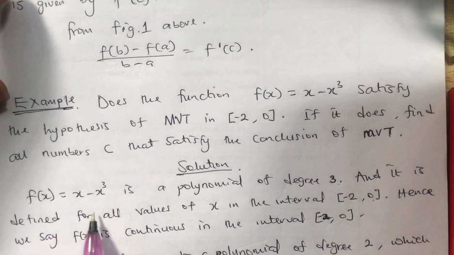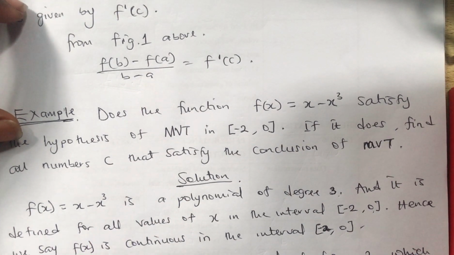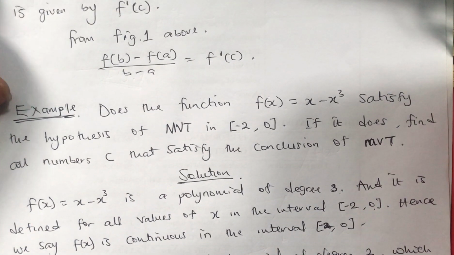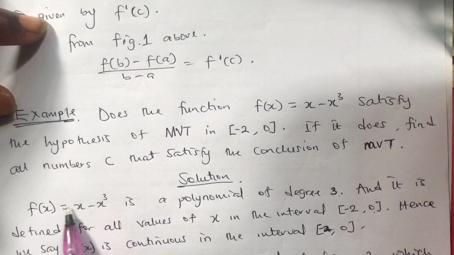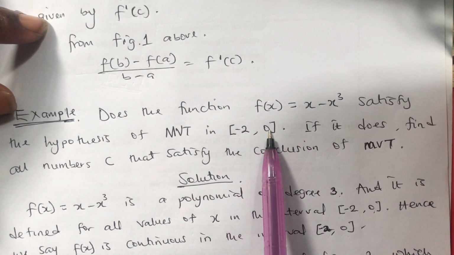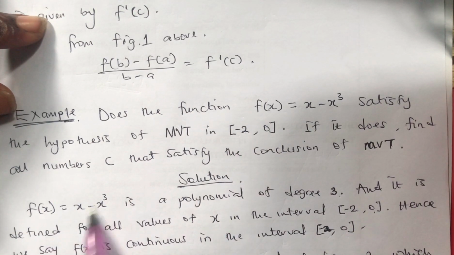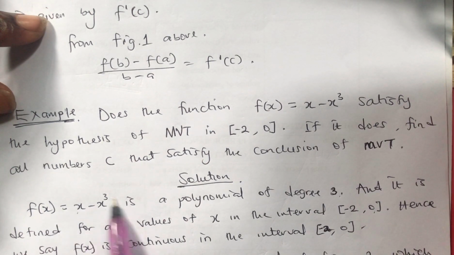So the function f of x equals x minus x cubed is continuous because it is a polynomial function, and all polynomial functions are continuous. If you look at this function, it has no point of discontinuity. For every value in the interval minus 2 to 0, when we put the values from minus 2 to 0 into this function, it will always be continuous because it will always be defined. We will always get values for this function.